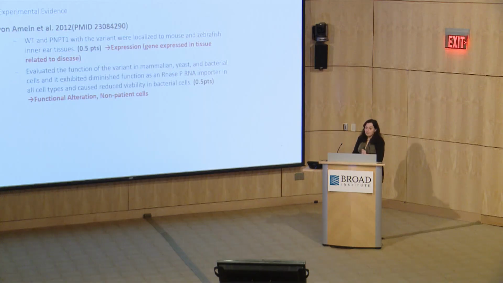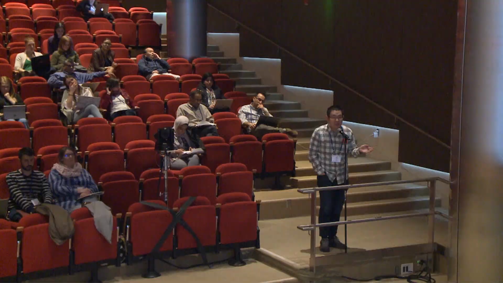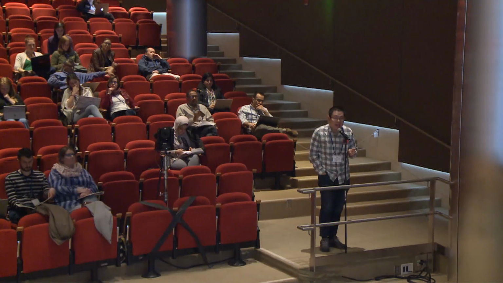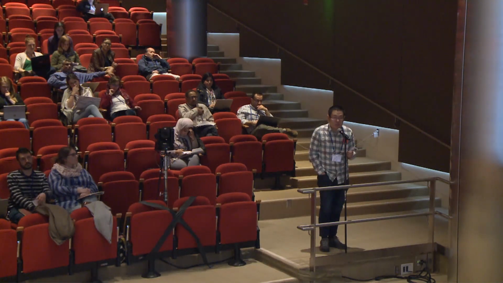Yes, over here. So my question is, here I can see the expression was determined in 2 separate organisms and was tested in 3 different types of cells. I was wondering why it was only given half a point instead of half a point each for each of the experiments. That is something we have discussed, and a lot of times if we see a lot of replication of the same type of experiment, we don't find that as additional valuable evidence.